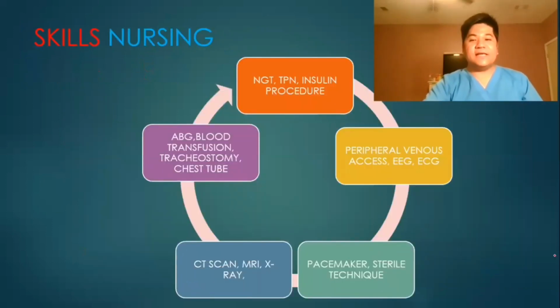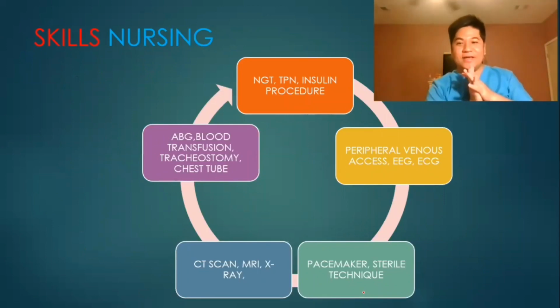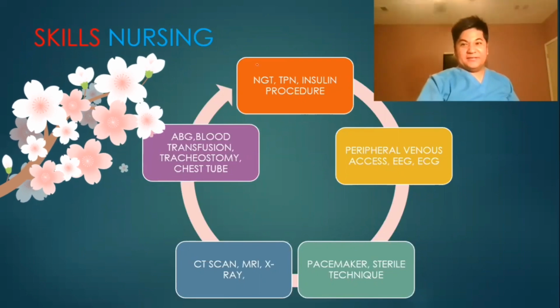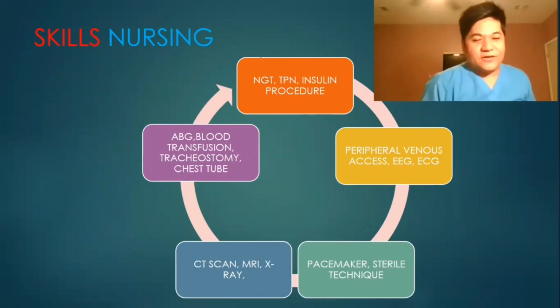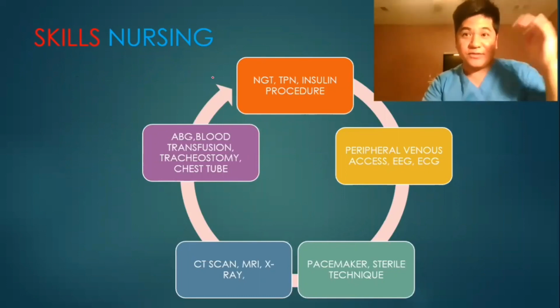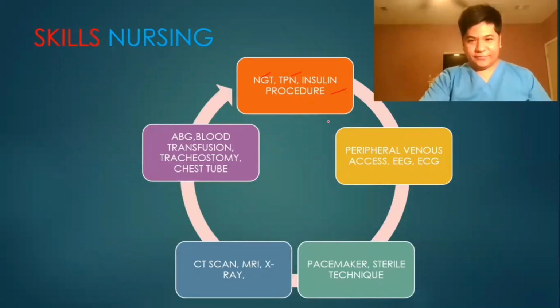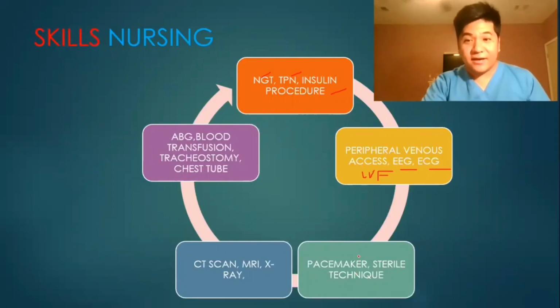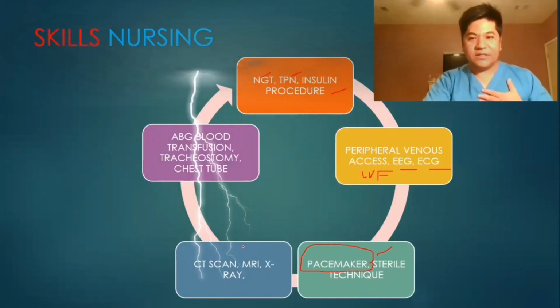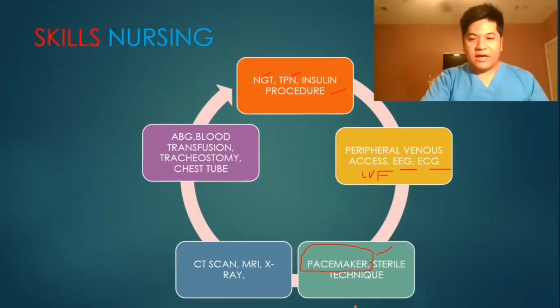Okay. Now for skills in nursing, what we need to consider here are many. Try to read, because most of the time they ask what this is and then the procedure. NGT, TPN, insulin procedure and administration, the peripheral venous access or the IV fluid, okay, EEG and ECG. So talk about that. Pacemaker, what do you need to consider? If the client has a pacemaker, can you go with CT scan, MRI, can they do exercises, or can you do CPR, something like that? Okay, sterile technique.